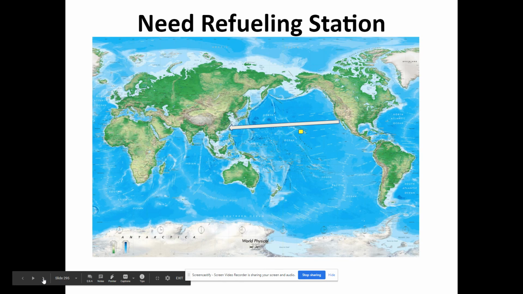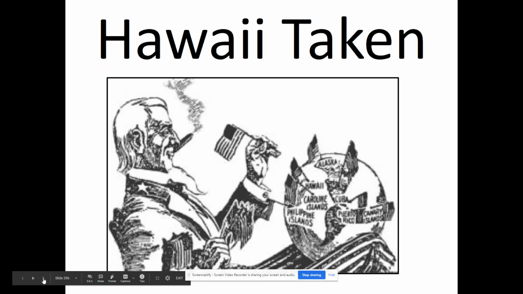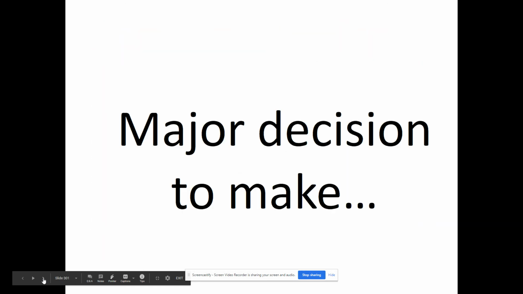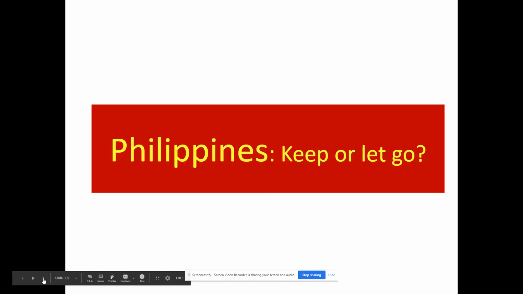We talked about that. And now that we have the Philippines there, and now that we want to spread our wings, so to speak, we want to get to China and trade, we need a refueling station to get to the Philippines and China. So this is going to change people's minds, and McKinley's going to be like, fine, I want to annex Hawaii. There was a huge debate about annexing Hawaii, and now we do. So Hawaii is taken. That's going to be an important, significant move that affects a lot of people. Now we have a major decision to make.